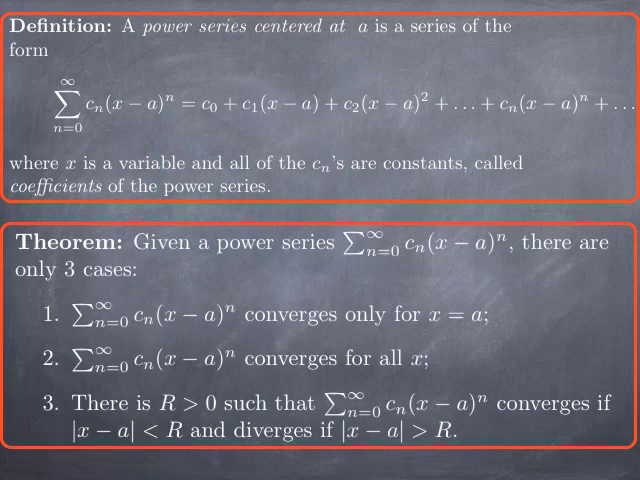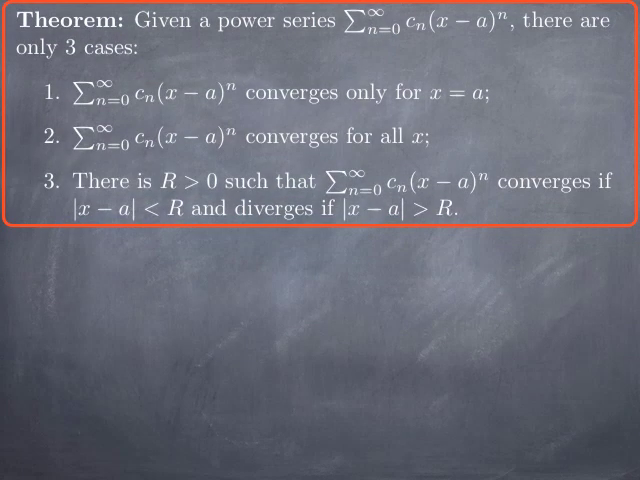And our general result is that for such a power series, and of course the case we discussed before is a case where a is 0, centered at 0, then we have only three cases. Either the series converges only for x equal a. We've seen a case like that when we were looking at examples centered at 0. Or the series converges for all x. We've seen a case like that as well. Or there is a finite number r that is not 0, such that the series converges whenever the distance between x and a is less than r, and diverges whenever the distance is greater than r.